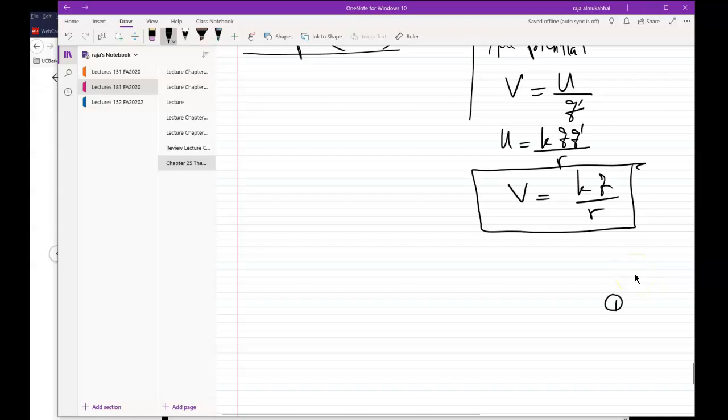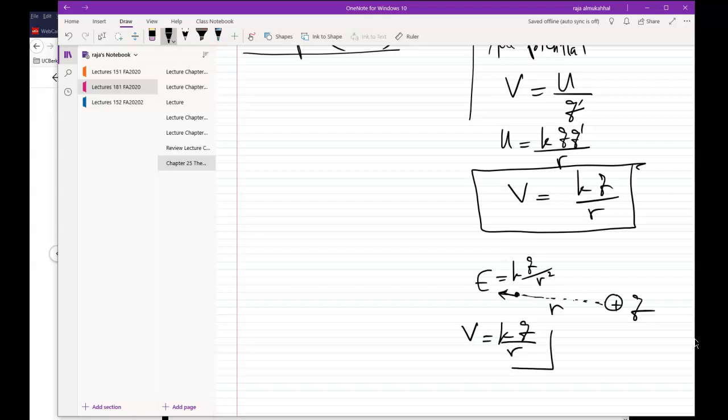If I have a positive charge Q at a certain distance R, say right here, I know the electric field is equal to KQ over R squared. This is the electric field at that point, pointing out in the radial direction like that. I can also calculate the potential, the voltage, and that is equal to KQ over R. Now, what's the difference between those two?